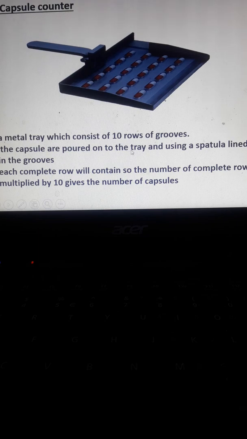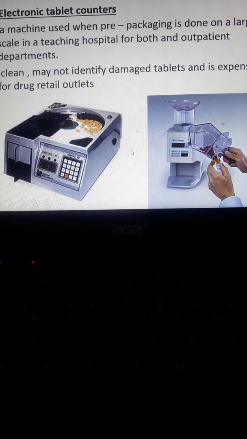Okay, next we have electronic tablet counters. This is a machine used when pre-packaging is done. Large scale teaching hospitals or outpatient departments have their electronic tablet counters. It may not identify damaged tablets and is expensive for drug retail outlets. So here in the Philippines, there are no available electronic tablet counters. Mostly these are used in the United States.